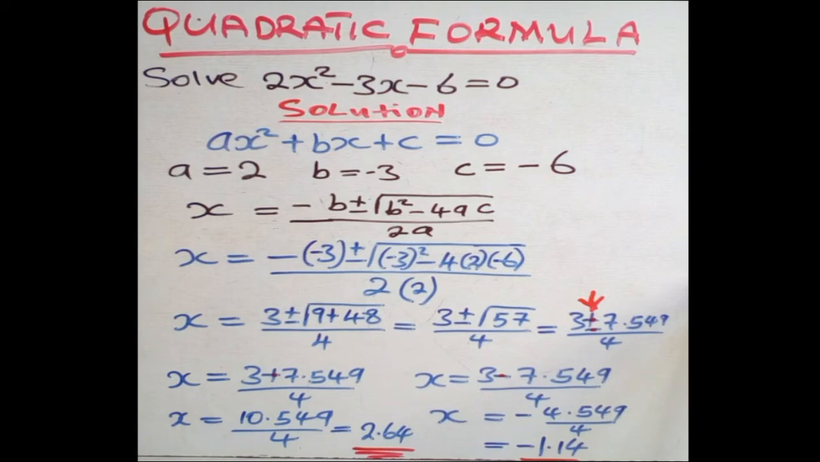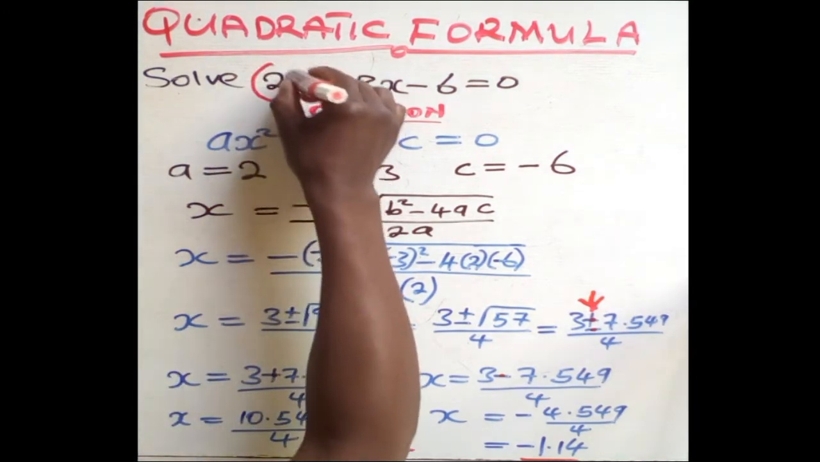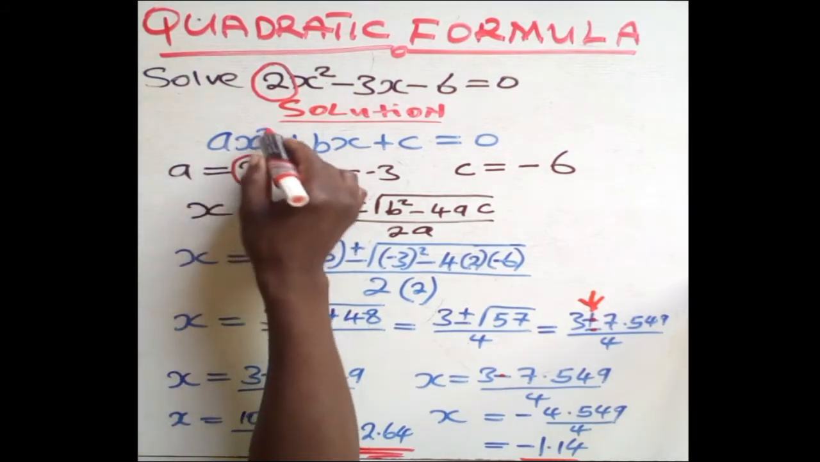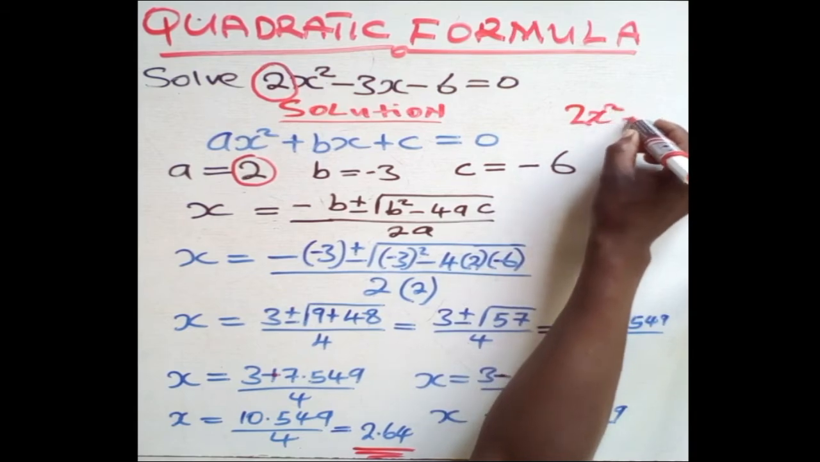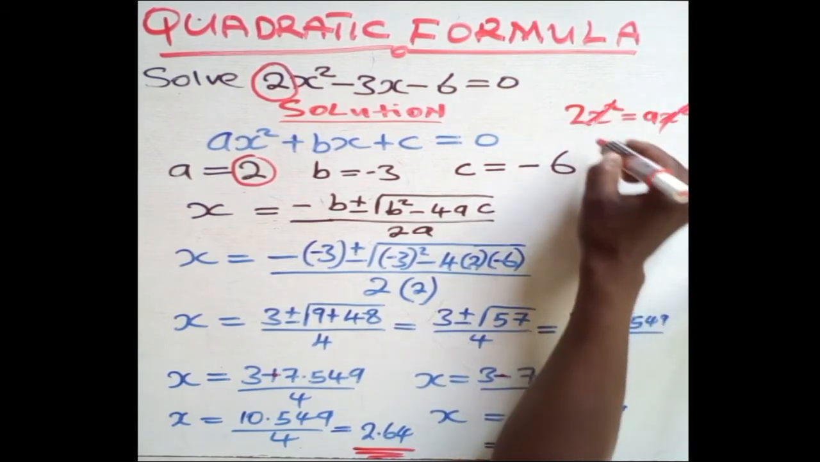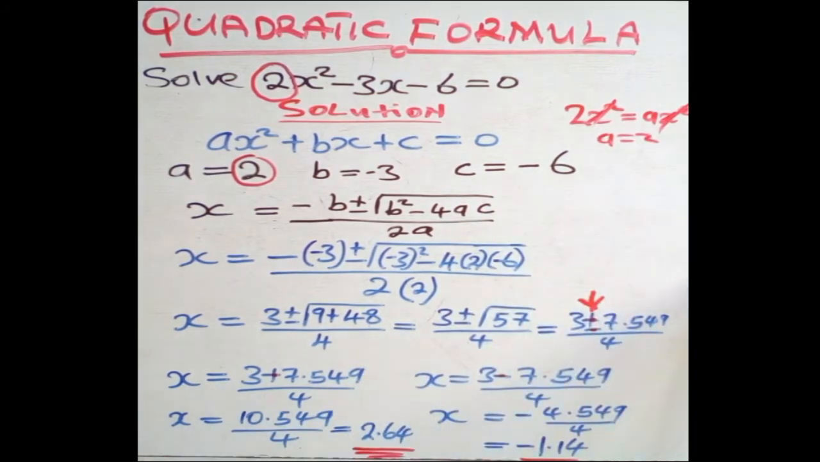The other thing is, you have to be able to identify A, B, C. The coefficient of x to the power 2 is the A. So in this case, this coefficient here, the 2, is the A. Because when you equate these two here, you say 2x squared is equal to ax squared. This and that will cancel. You remain with A is equal to 2. This is what is happening.